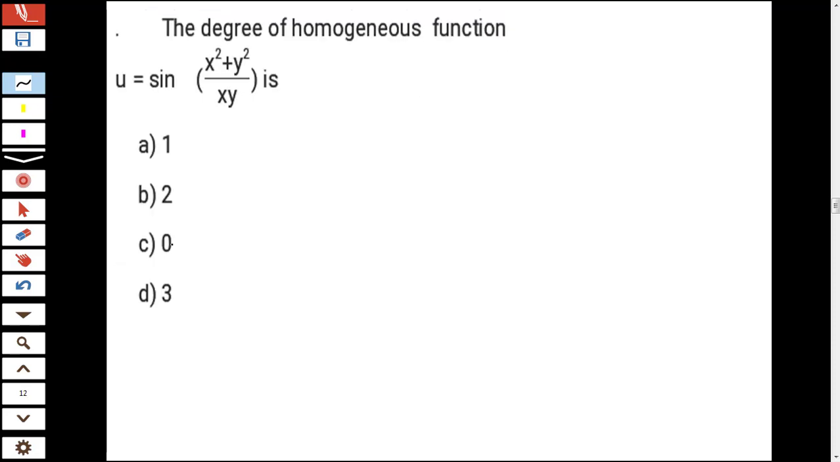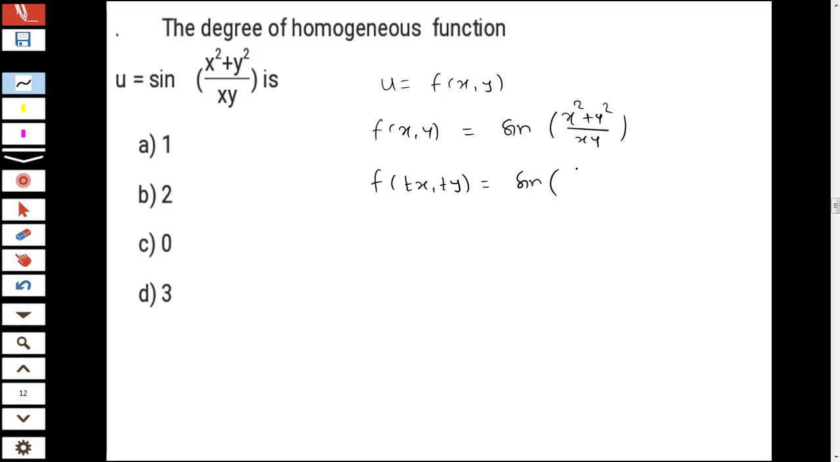Now we have the example depending on that homogeneous concept. We have u equal to f of xy. So what is f of xy? We have f of xy is sine of (x square plus y square) upon xy. To check whether it is homogeneous or not, we simplify f of tx ty. Replace x by tx and y by ty. So it is sine of (t square x square plus t square y square) upon tx ty.